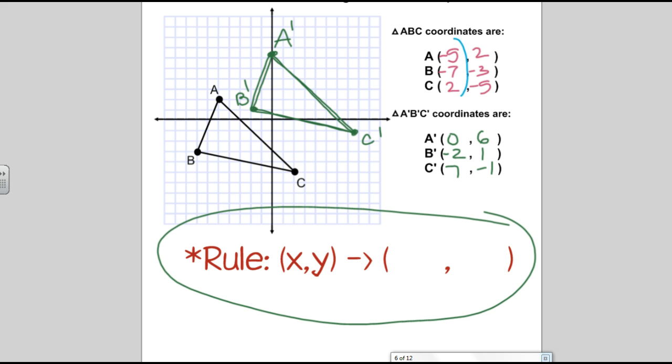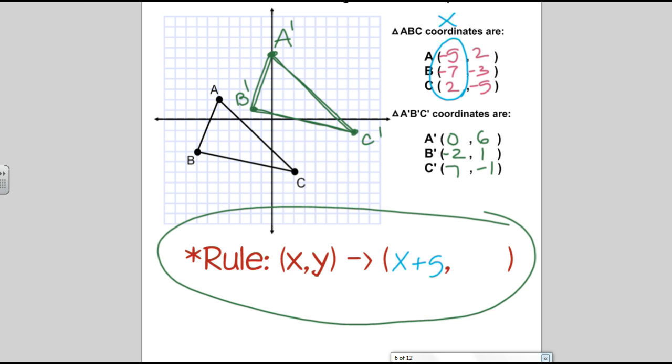What could we have done to all of our x's if we wanted to move 5 units right? Add 5. What's -5 plus 5? 0. What's -7 plus 5? -2. What's 2 plus 5? 7. So the rule is we take all of our x values and we add 5. That's what going 5 to the right means. It means x plus 5.